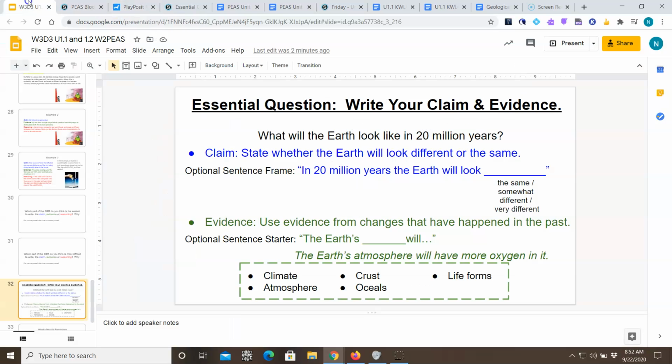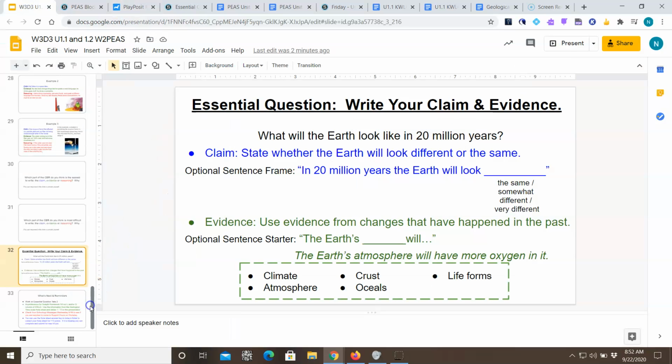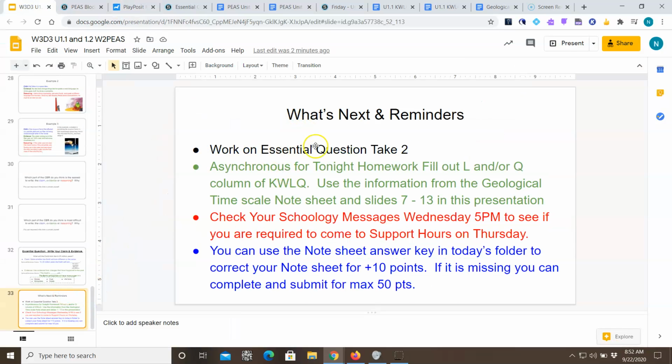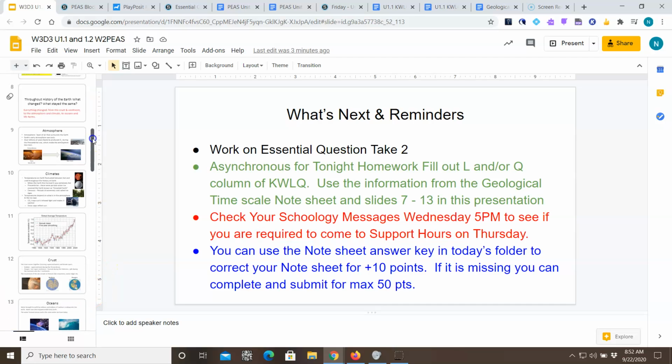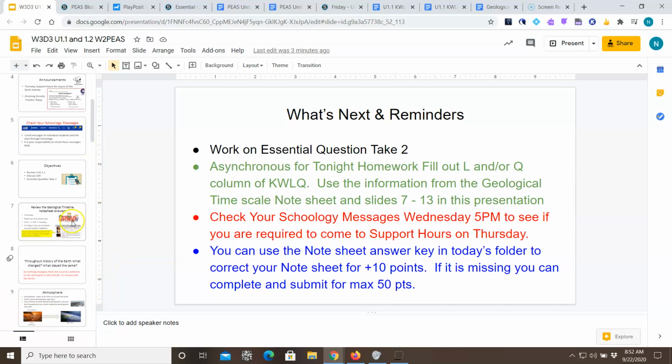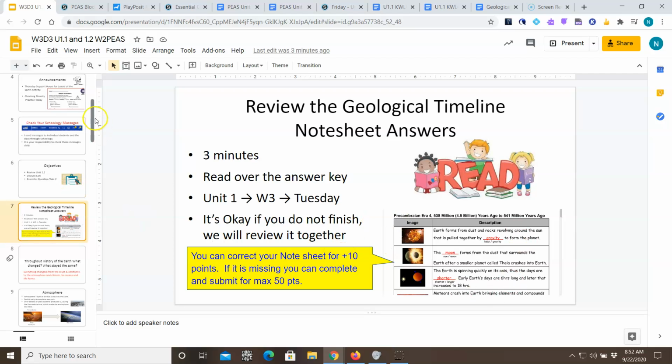All right, last reminders. Last thing we did was just went over some reminders. So reminders, you're going to work on the essential question. You're also going to fill out the L and Q column of your KWLQ. Make sure you check your Schoology messages by Wednesday, 5 p.m. to see if you're required to come to support hours. And if you want to resubmit the note sheet, so this note sheet that we discussed earlier, if you want to resubmit this, you can.